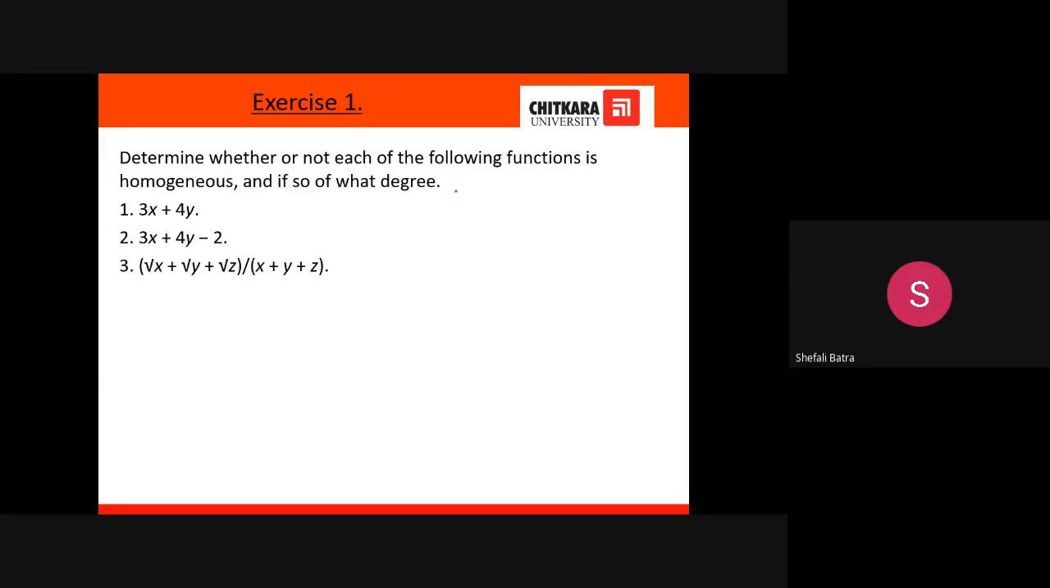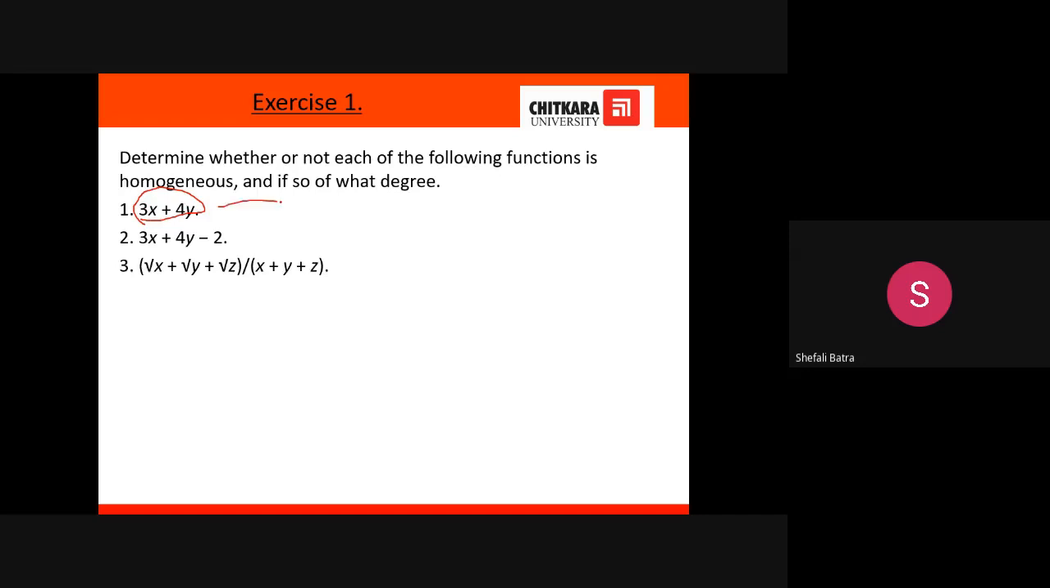Just tell me which of the following functions is homogeneous and which is not homogeneous. Tell me about the first question. Is it homogeneous? Yes, sir. Yes, ma'am. You can tell because it is a polynomial, you can see that the degree of each term is 1.